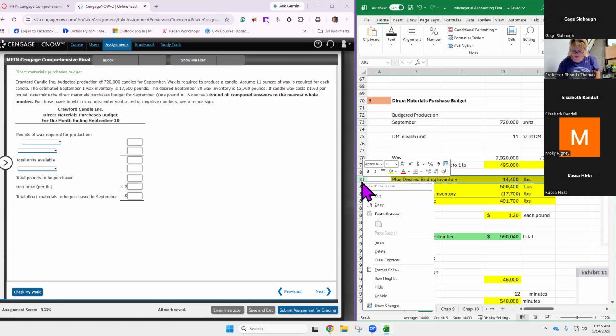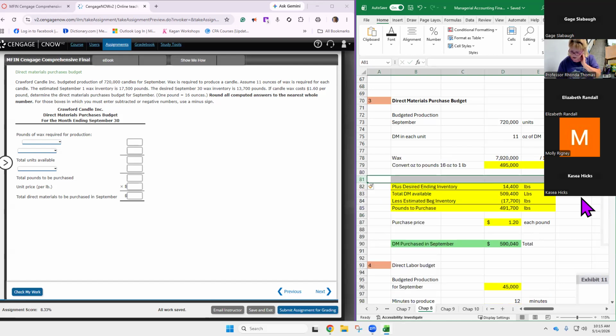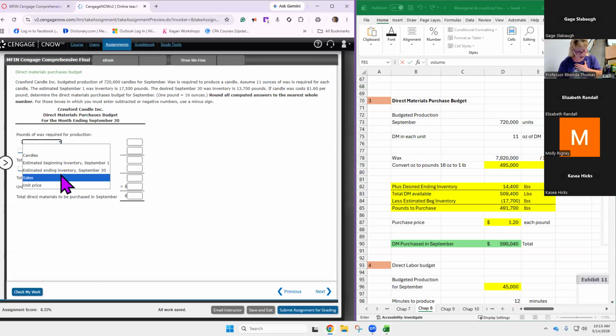So let me give you one more insert here. So that's the first entry that we're going to put down. We're going to put candles. Okay, how much wax in pounds does it take to produce 720,000 candles? All right, so that answer is 495,000.